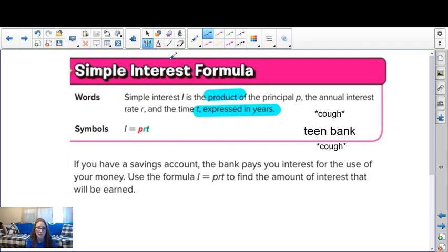If you have a savings account and the bank pays you interest for the use of that money, use the formula I equals PRT to find the amount of interest that you'll earn. Teen bank. I don't remember what your guys' percentage is, but we teachers get one. We get a good one, actually. So we also get that interest on money.